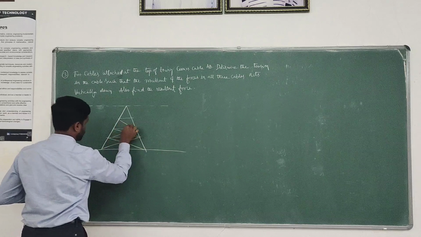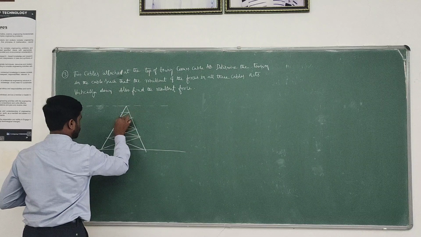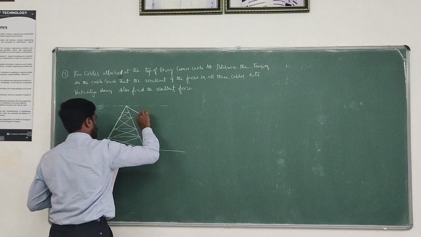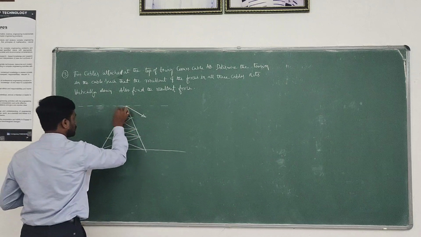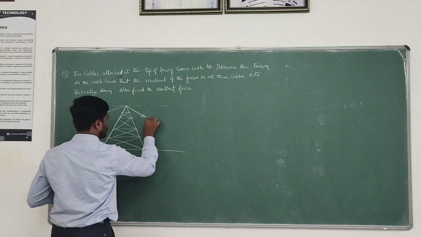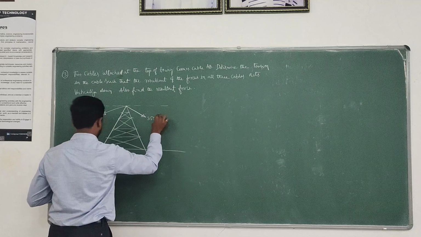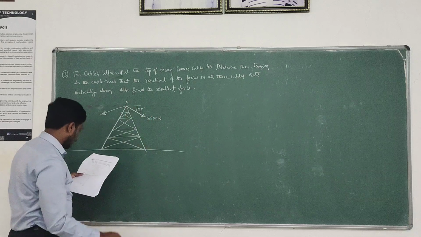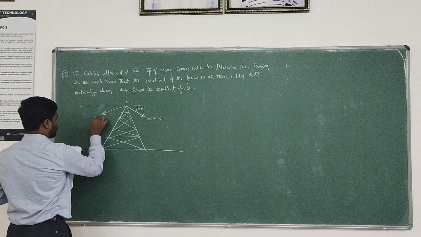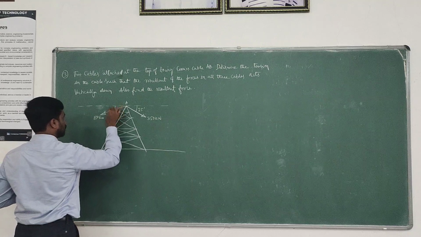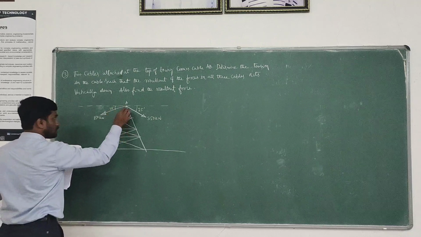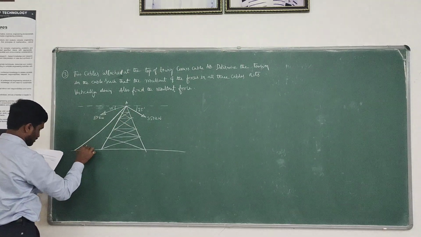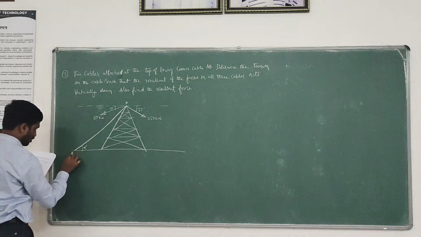Transmission tower. A transmission tower carries three cables. Out of the three cables, two cable forces are given. One is 350 kilonewton at an inclination of 25 degrees, and this point is called A. Another one is 150 kilonewton at an inclination of 10 degrees. And this is a cable, a wire. The angle is alpha and this is point B.